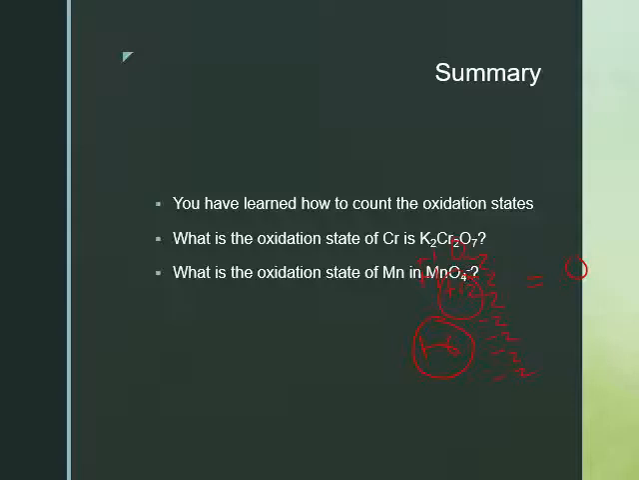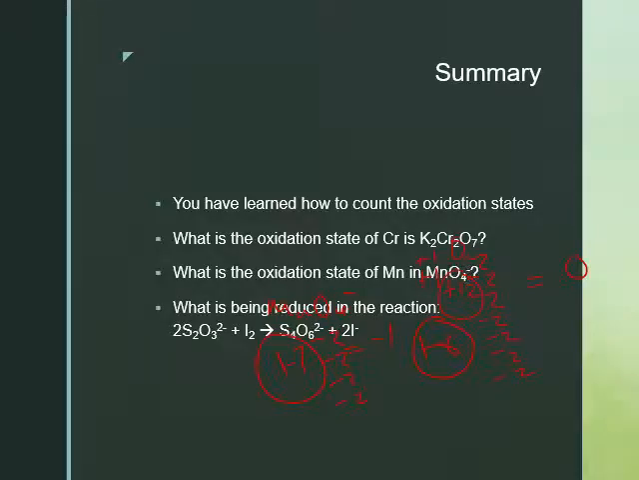What about Mn in MnO4 minus? So MnO4 minus equals minus 1, so Mn is plus 7. Now let's look at which one the oxidation state has been reduced. You should try it first and then we will continue.